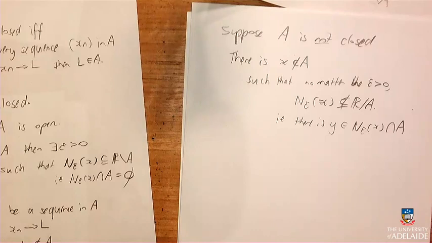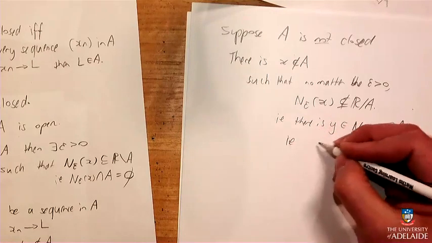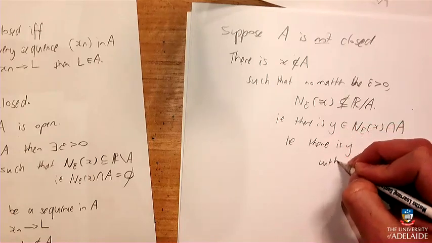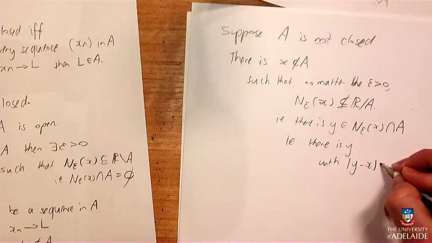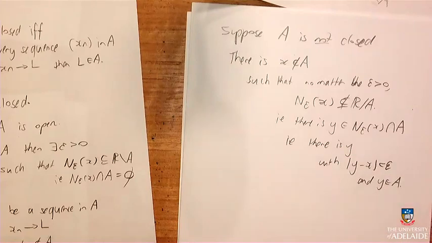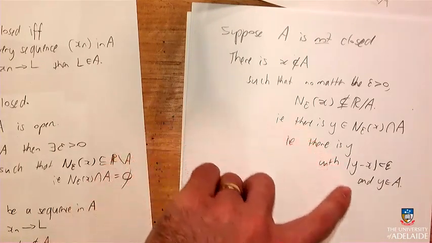Okay, so no matter which epsilon I pick, in particular if I choose epsilons smaller and smaller, I can therefore choose things in A that are closer and closer to x. I.e., there is y with the distance between y and x being less than epsilon, and y is in A. That's what that means.